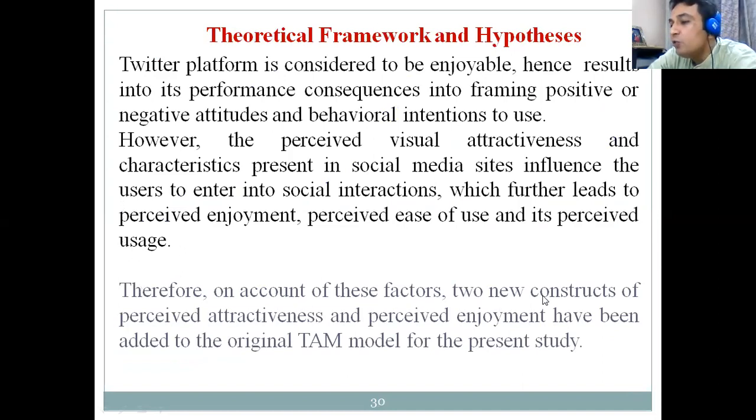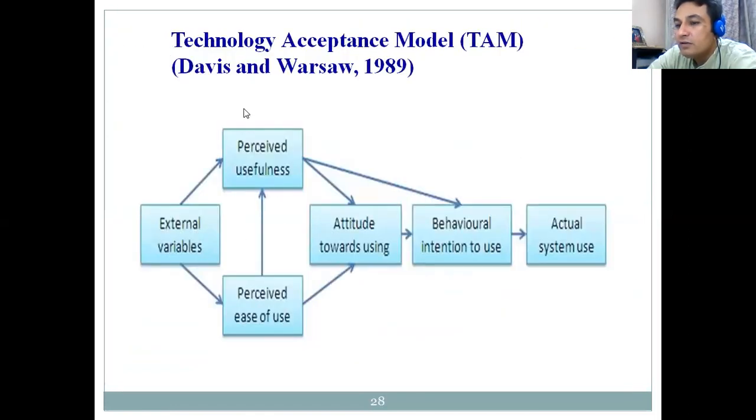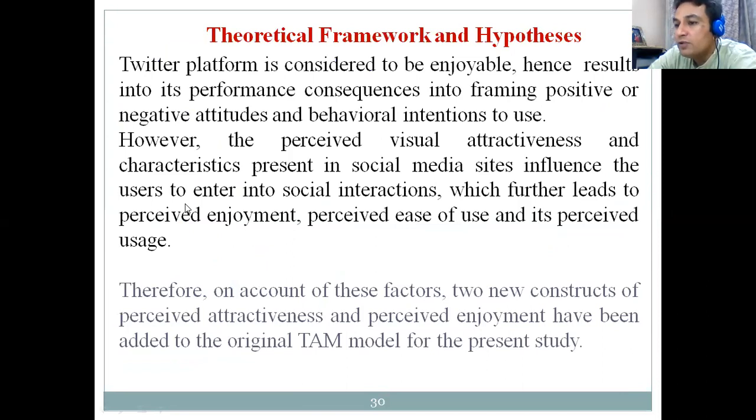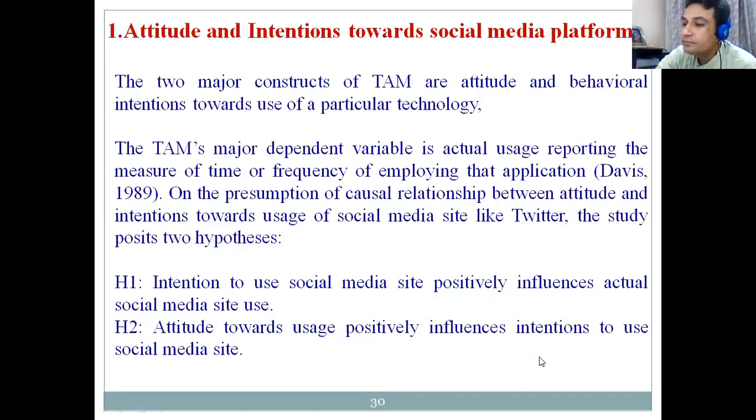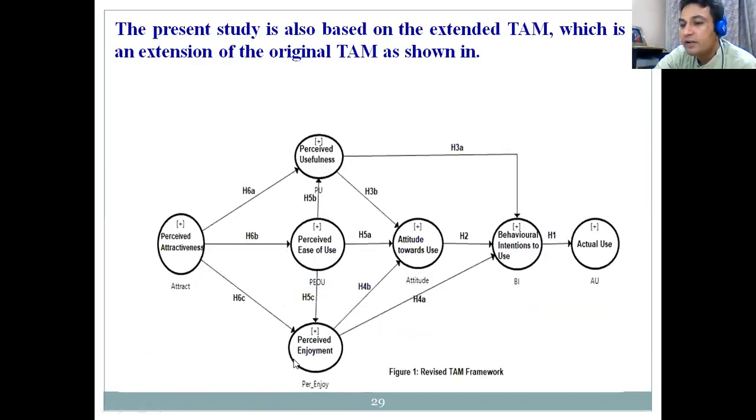Fine. So now we can extend this. We have taken two new constructs. We can take many of them, but that is going to make the model very complex. So we have taken two new constructs in place of external variables, where he mentioned these are the external variables. So here we are going to put two new constructs: perceived attractiveness and perceived enjoyment. Fine. And we are seeing how they can be added to the original TAM for the present study. I have already shown you the model. So here is attractiveness, enjoyment. So how can they add to actual use.